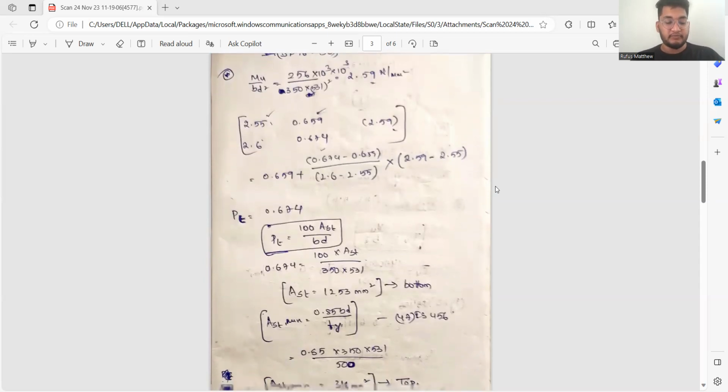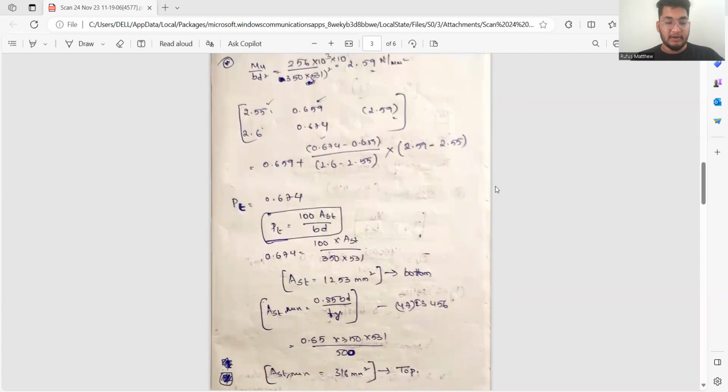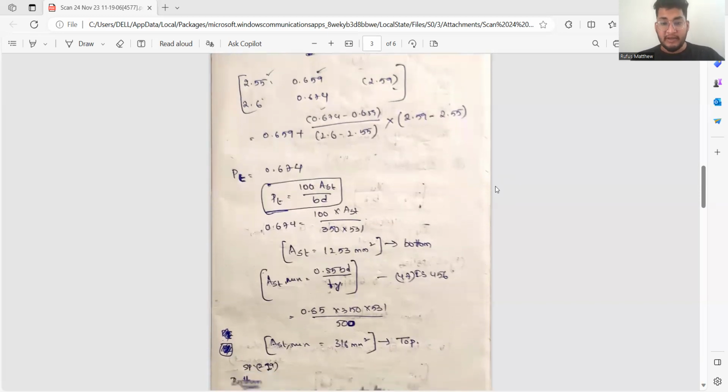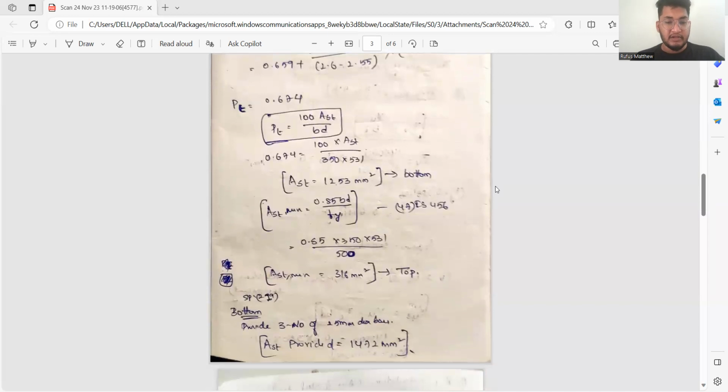Then you have the table here, 2.55, 2.6. You will find out which value is nearer. Then you will write 0.659 plus brackets 0.674 minus 0.659 by 2.6 minus 2.55 into 2.59 minus 2.55. You will get the PT value. The PT value we got is 0.674. So we have a formula for PT: PT equal to 100 AST by BD.